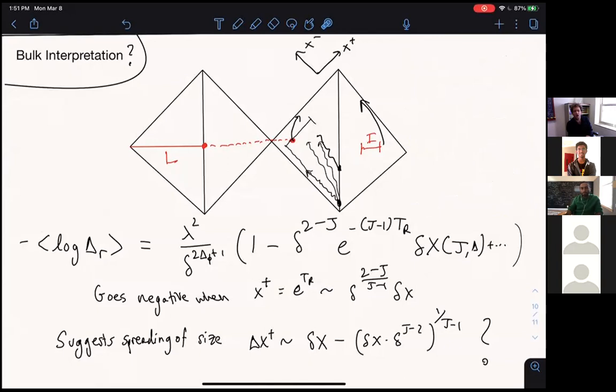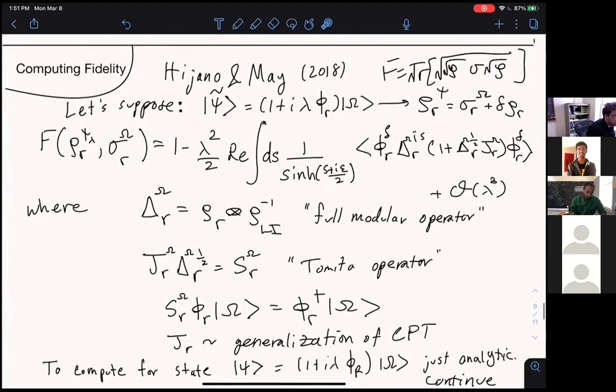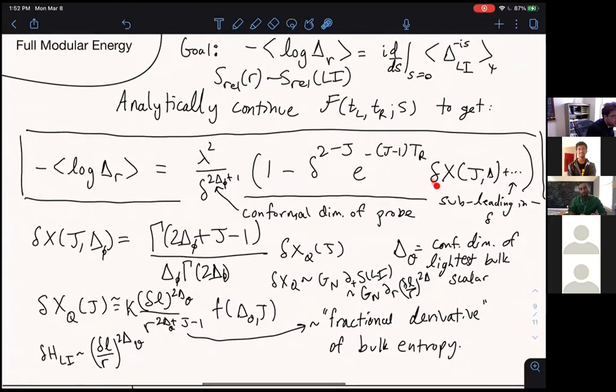I have a question. I don't know whether this question is meaningful or not. Are you assuming entanglement wedge nesting, or do you see that condition from the calculation by looking at the scattering phase? We see it explicitly. The fact that the entanglement wedge is nesting is related to the fact that this shift, this delta x here, is positive. So you see it explicitly. Okay, thank you.